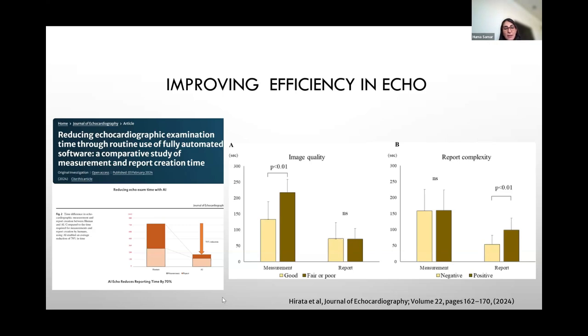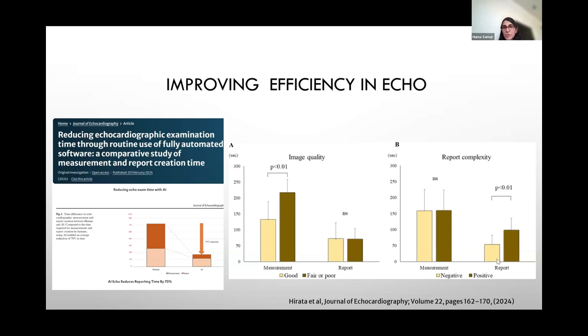Now, this was a study that looked at a fully automated AI algorithm that did 60 measurements completely in an automated fashion, and then, based on those measurements, generated a templated report. They found that when this was done, there was almost a 70% reduction in the time spent for measurements and report generation. But keep in mind that this was significant only when the image quality was good and when the report was not a complex report.